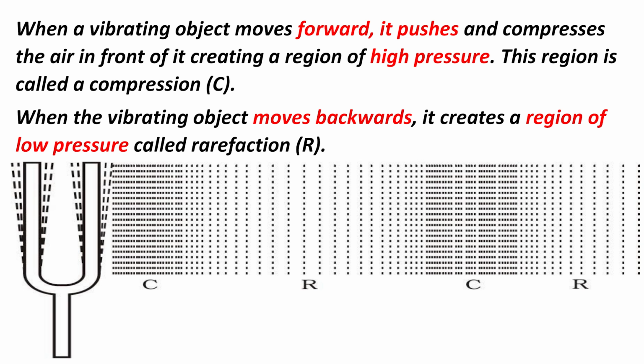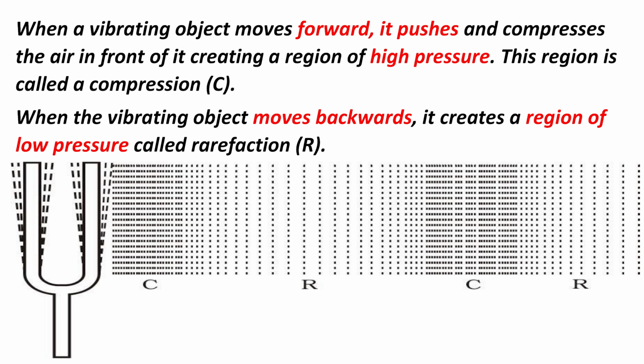So, when a vibrating object moves forward, as we already observed, the particles around the vibrating object will be pushed forward. The vibrating object pushes the surrounding particles forward, and compresses them, because here we are seeing the example of a tuning fork. The tuning fork vibrates in the air, so the medium is air.